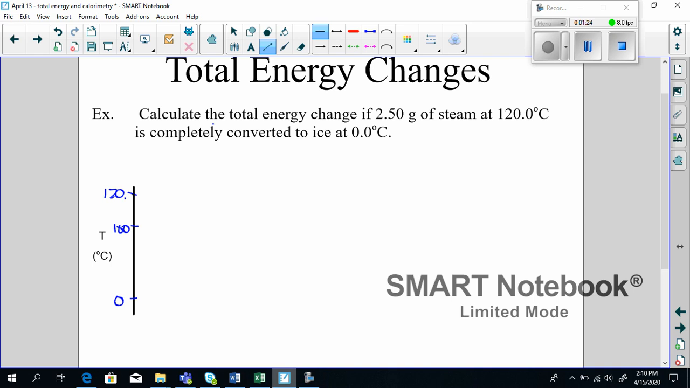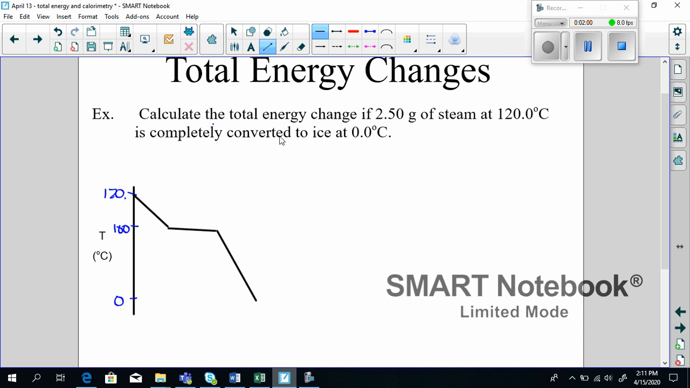So our temperature will go from 120 down to 100. As the system loses energy, our temperature is going to drop until we get to 100 degrees, because at 100 degrees we know it's going to convert from a gas to a liquid. And again, during a phase change, our temperature will remain the same, and that's why we're including our horizontal line. After our horizontal line is done, so it's completely converted to a liquid, the system is going to cool, meaning our temperature is going to drop. In this case, it's going to drop down to 0 degrees because that's our next critical point.